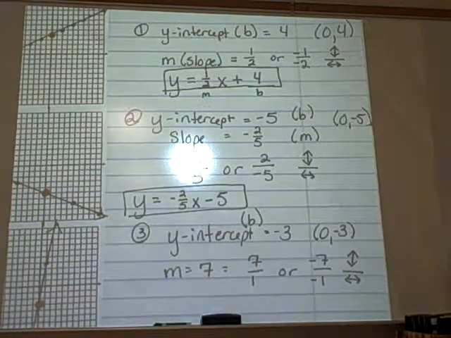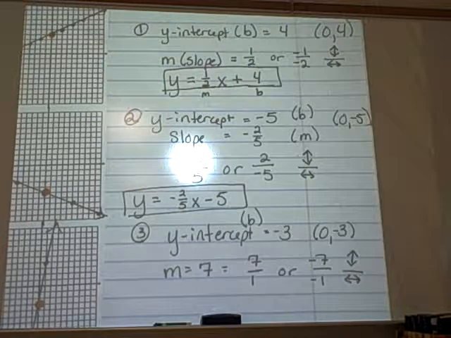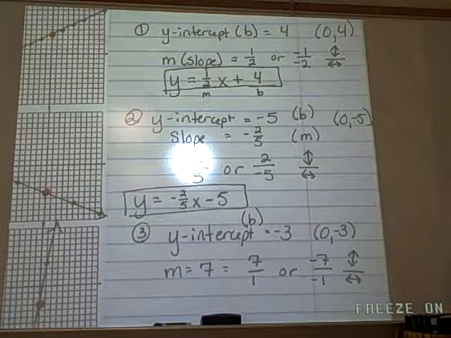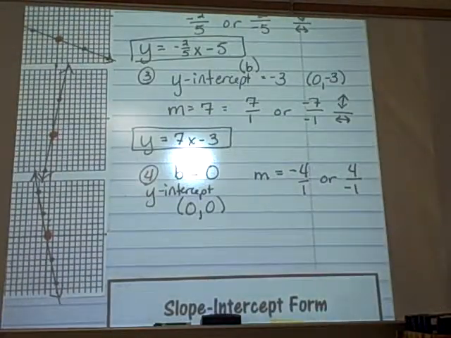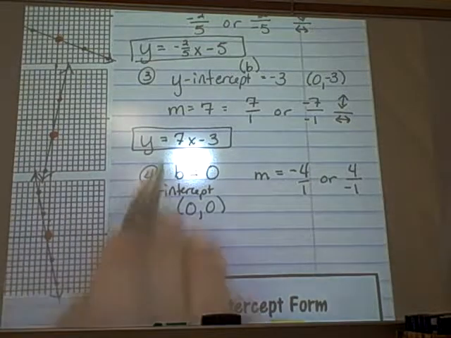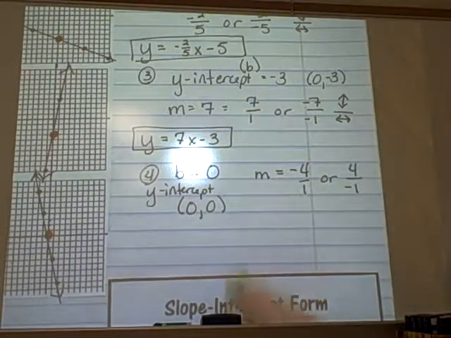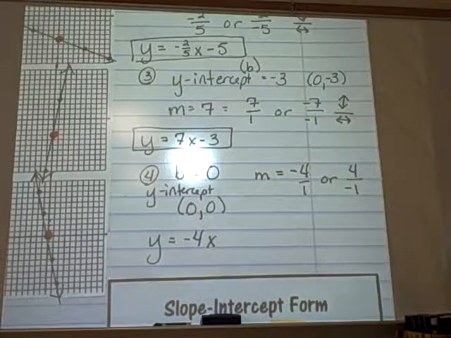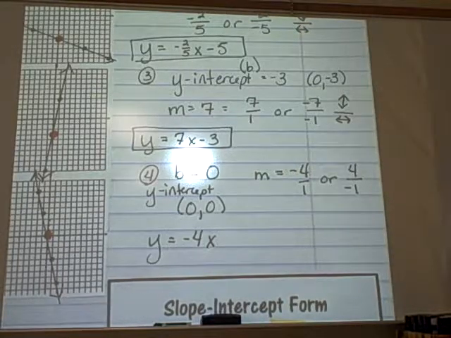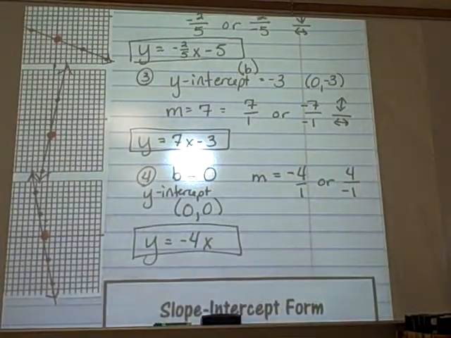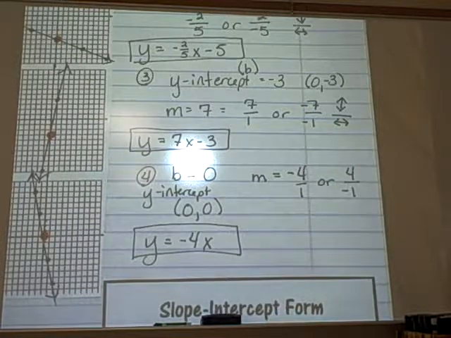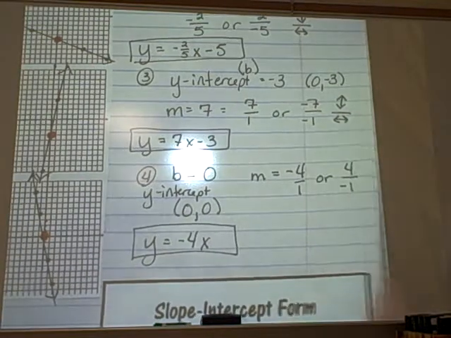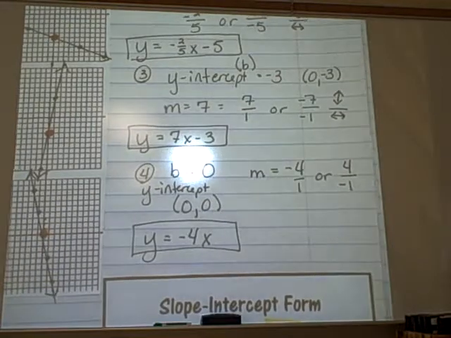See if you can do number 3. Give you about a minute. Okay, check up here and see if yours matches mine. Number 3, y equals 7x minus 3. M, x, plus the b, plus the -3. All right, last one, y equals mx, what's m? -4. X, plus b, what's b on this one? 0. Do I really need to put plus 0 on there? No. I mean, I could, but it'd be kind of pointless, so we're going to leave plus 0 off. So that's using slope-intercept form.